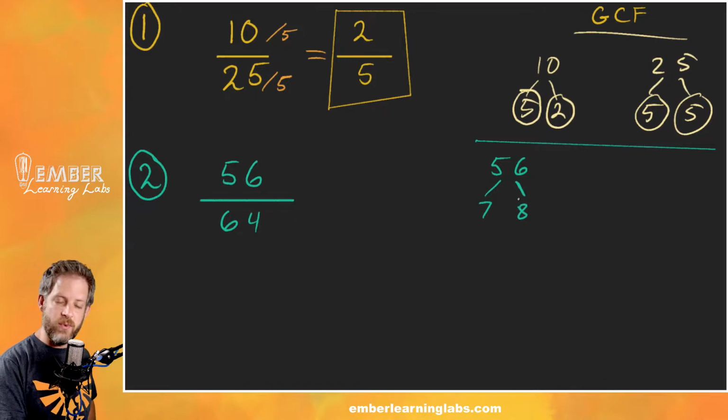And then we could do 8 splits into 4 and 2, and then 4 splits into 2 and 2. So there's the factor tree for 56. Let's do the same thing for 64.